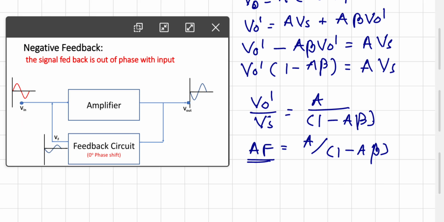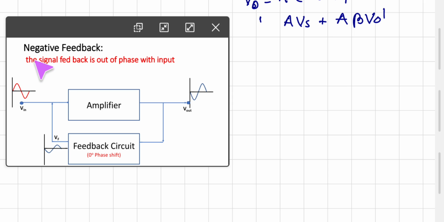So let us consider negative feedback. In negative feedback, the feedback signal is out of phase with the input. Here we get the input signal, and the output is 180 degrees out of phase with the input through the amplifier. The feedback circuit takes 0 phase shift. So whatever signal is fed back to the input is 180 degrees out of phase with the input, and that is why this signal opposes the input signal.